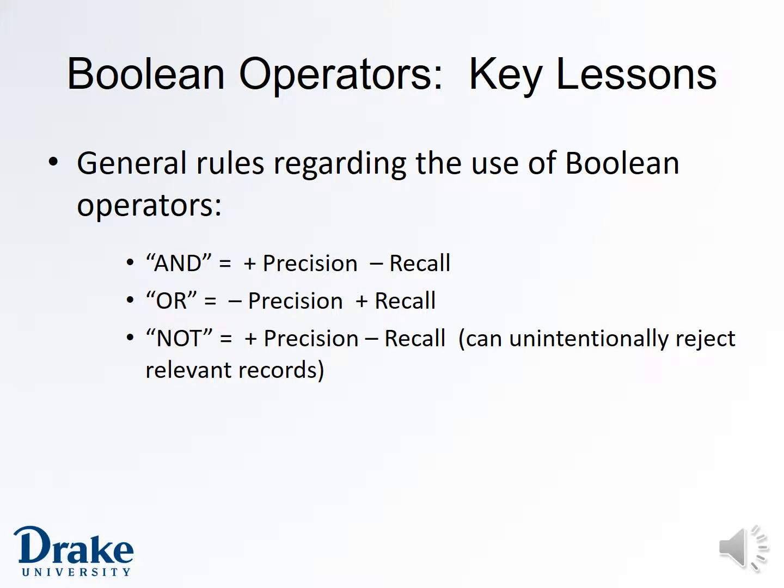So I think the key lessons here are to remember that the Boolean operator AND will increase precision while decreasing recall, the Boolean operator OR will decrease precision while increasing recall, and the Boolean operator NOT will increase precision but decrease recall, but it has a tendency to unintentionally reject a lot of relevant records. Also, keep in mind that Boolean operators, as far as concepts of precision and recall, are exactly the opposite of the natural language ways that we use these words. Okay?